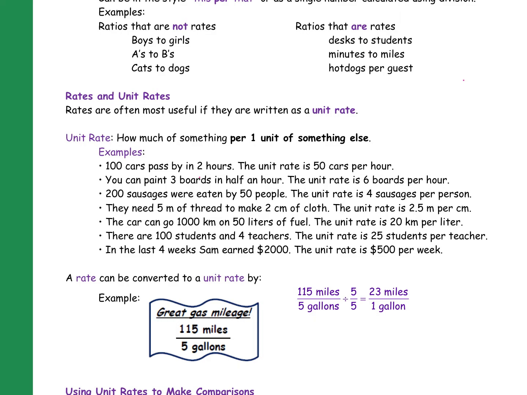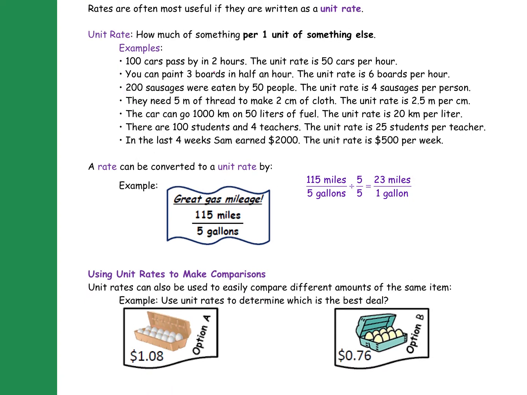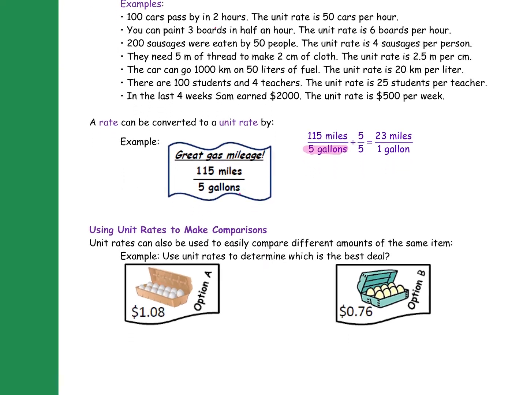A rate can be converted to a unit rate by dividing by the denominator. If I have 115 miles per 5 gallons, I take my denominator, 5 gallons, and divide both the top and the bottom by 5. 115 divided by 5 is 23, and 5 divided by 5 is 1. As long as my denominator is 1, I'm good. So I'm just dividing by my denominator. Does that make sense?